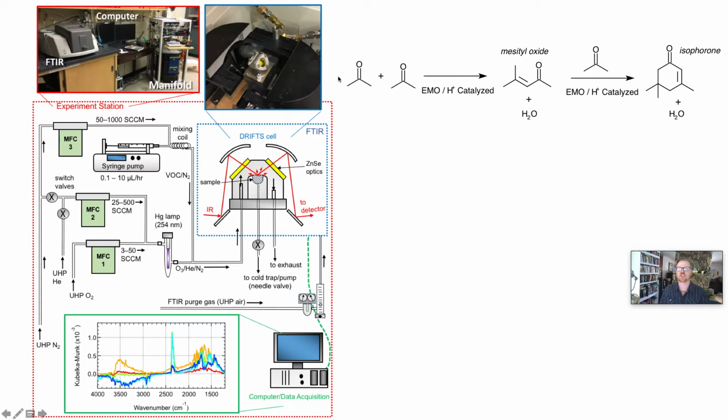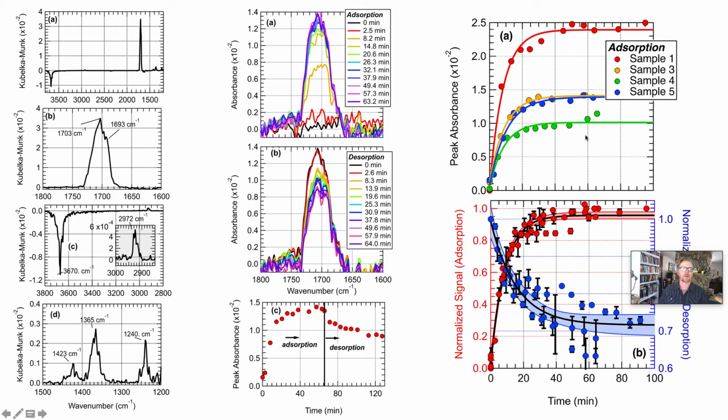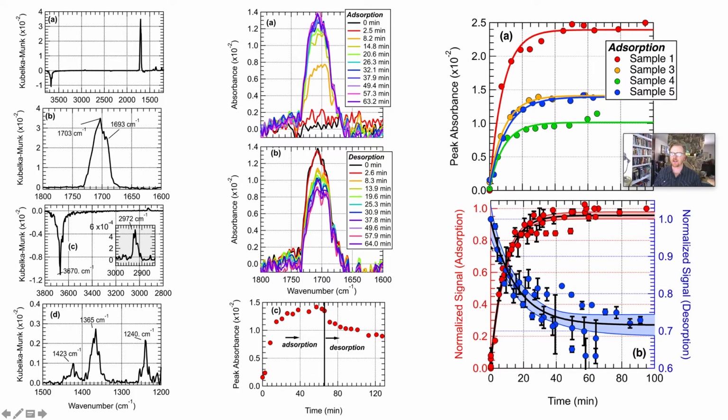We hypothesized 2 acetones should be catalyzed by our surface. EMO stands for environmental metal oxide. And they should undergo an aldol condensation to make mesityl oxide. And if they keep reacting, it'll undergo another aldol condensation to make isophorone. So here's some of the data. There's a lot going on. I just threw this together as a really quick and dirty research talk to highlight what you can do with DRIFTS specifically.